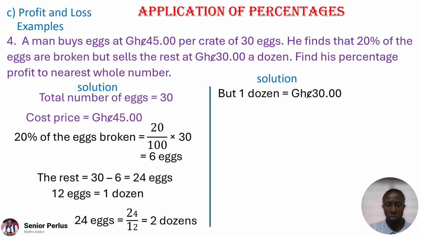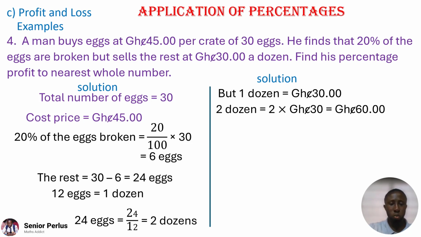The rest, 1 dozen is 30 cedi. Then 2 dozen will be what? 2 times the 30 cedi. That's 60 cedi. Yes. So the person said the rest is 24 eggs. So she sold the rest at 30 cedi a dozen. And the rest was 24 eggs. So you say that 12 eggs is for 1 dozen. Now, since we have the rest as 24, then 24 will be for 2 dozen. So 2 dozen will be how much? If 1 dozen is 30 cedi, 2 dozen will be 60 Ghana cedi.